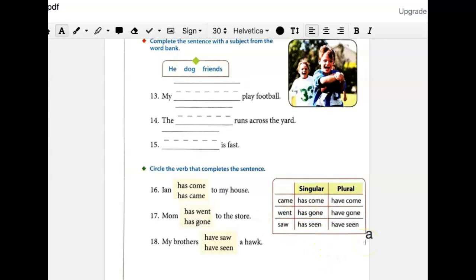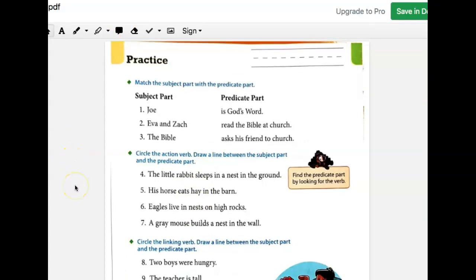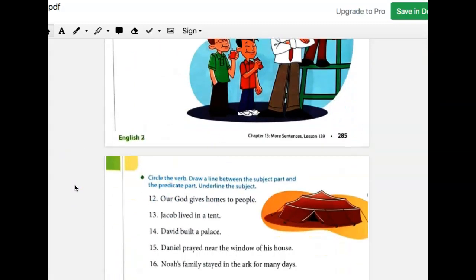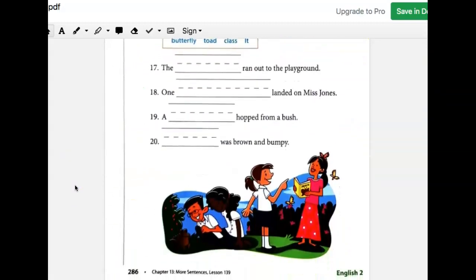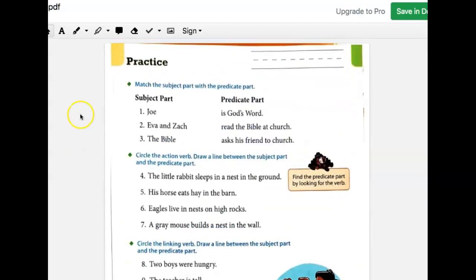Once you're done with this, you're going to print out English Chapter 13, Part 2, which is in your email. And in English Chapter 13, Part 2, you're going to complete pages 285 through 286, which is going to be a practice of what we've been learning in Chapter 13 so far.